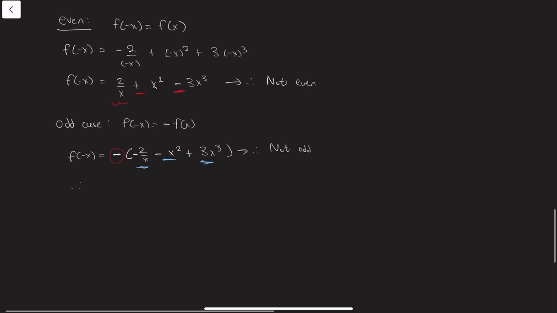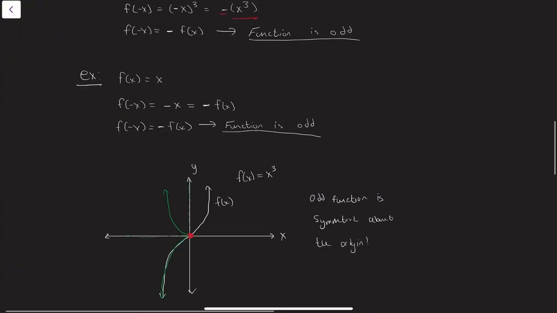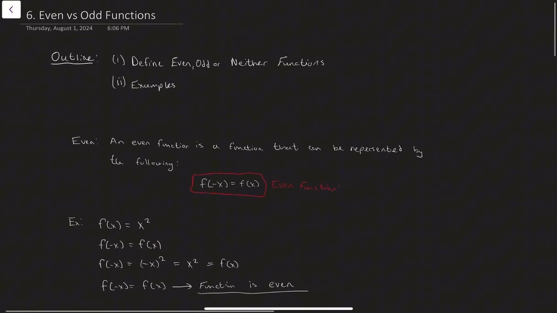Therefore, f of x is neither even nor odd. And there you have it. Pretty straightforward stuff. It's a pretty easy problem to work through, determining whether a function is even or odd.